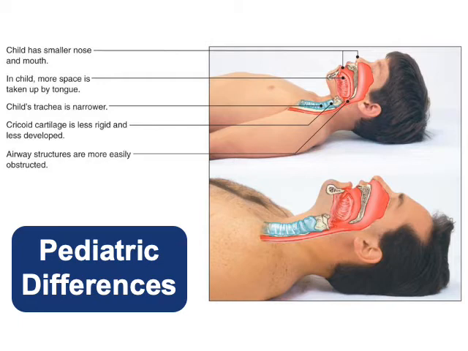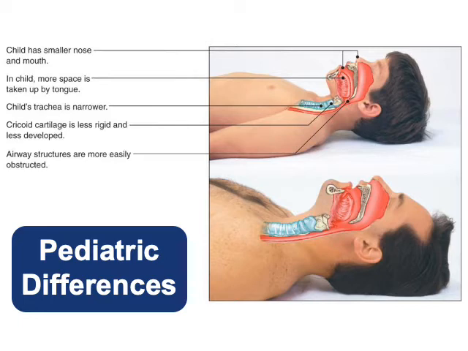So when it comes to anatomical differences of pediatrics versus adult, there are some structural differences we have to be aware of, because when we're treating young children and infants versus adults, we can't use that typical head tilt, chin lift type of maneuver you learned in your CPR class. We have to be more careful with the child or infant's airway because it's much more fragile. The structures are a lot less developed. So we'll go through this.